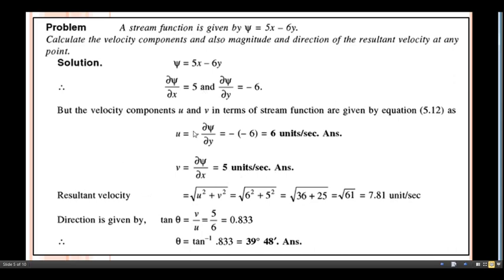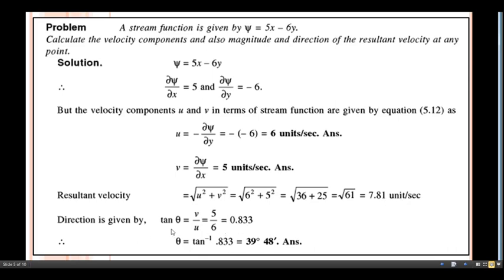So what's about the resultant velocity? So u with us, v with us. So the resultant is nothing but the square root of u square plus v square. So u with us is 6, v with us is 5. Substitute here and get the value for the resultant velocity. After calculation, we get 7.81 units per second.